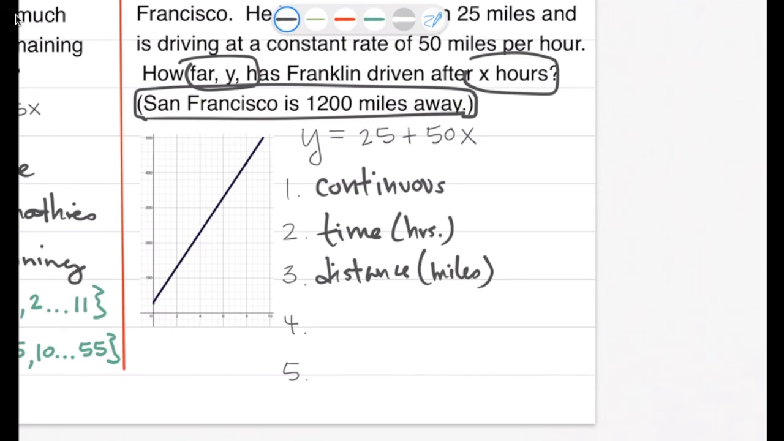And it's total distance here. It's not remaining miles or anything like that. All right, so now let's talk about the domain and the range. Because it's continuous, we can use an interval or we can use an inequality and do set-builder notation.